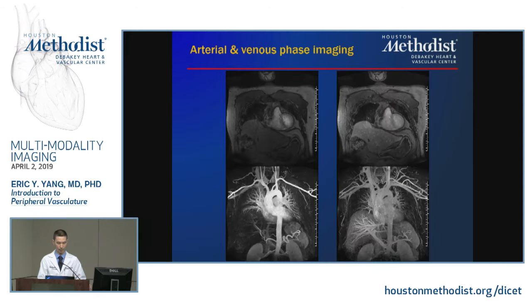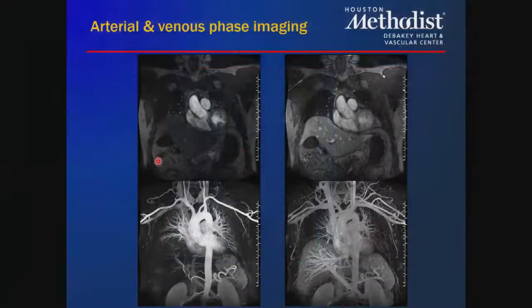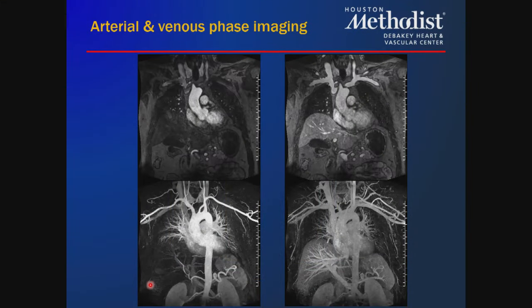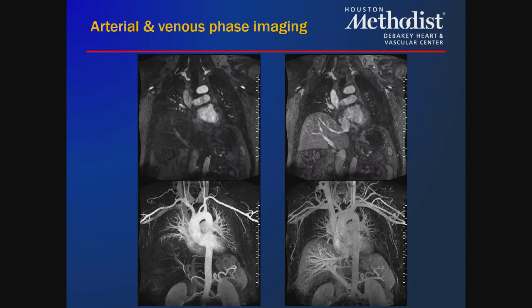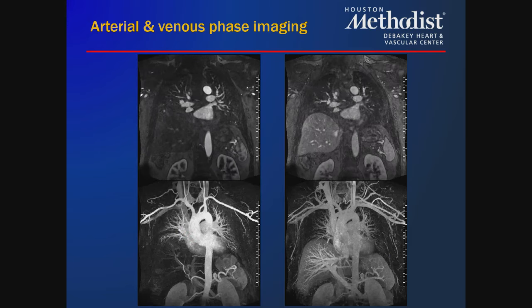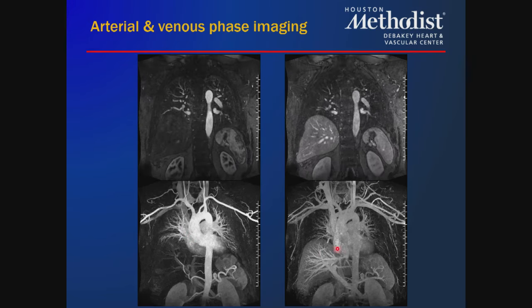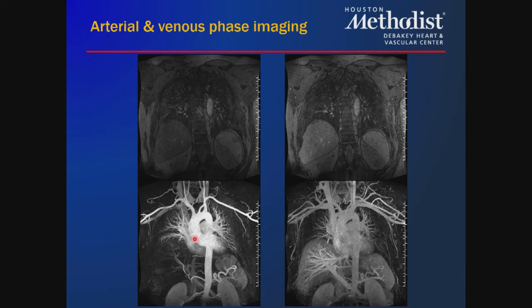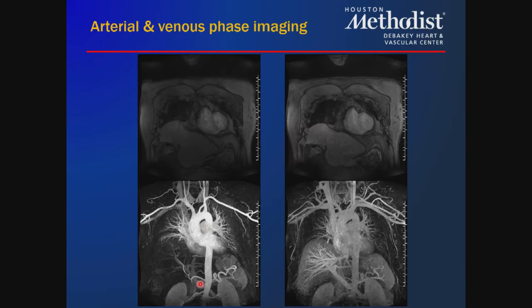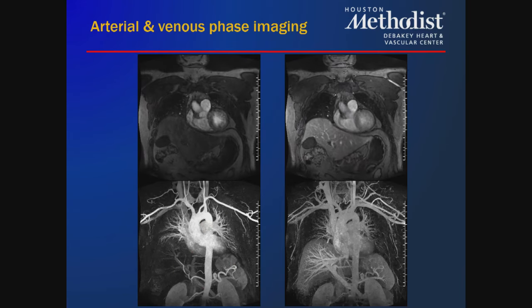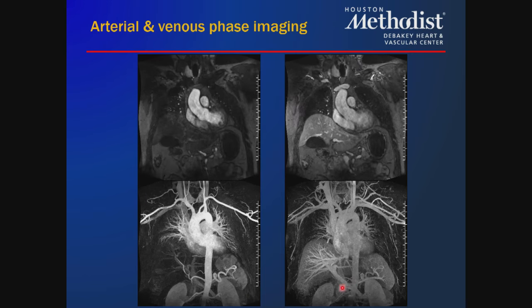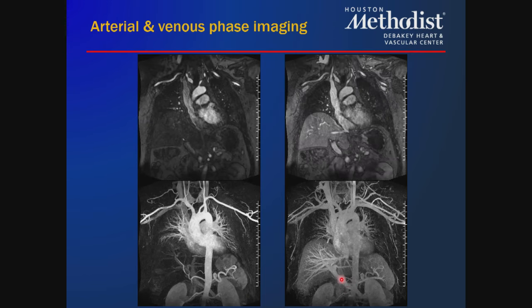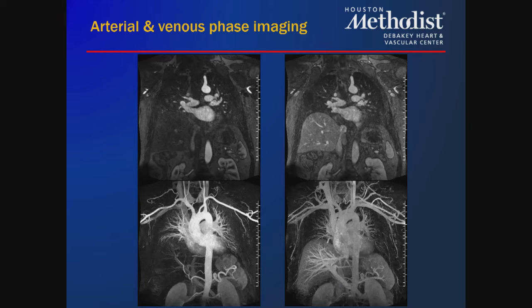Okay. Let's see if this will play. Shown here are our MIPs, and this is just demonstrating arterial phase on the left and venous phase on the right. You can see here only the aorta and the arterial branches are lighting up, whereas here you can actually see the SVC up here, IVC down here, and the portal venous system also lighting up.